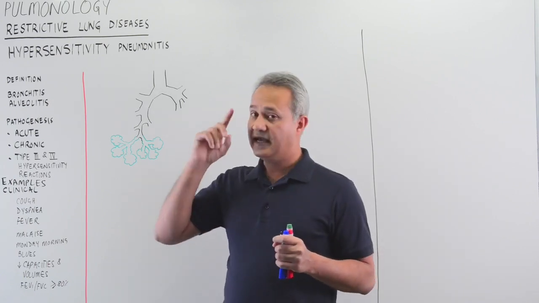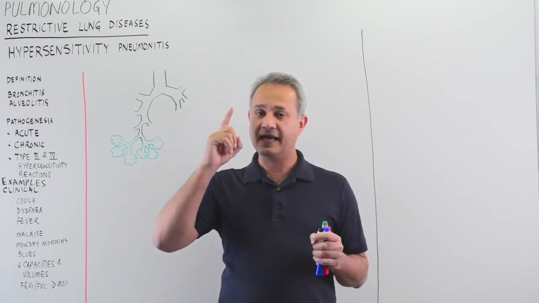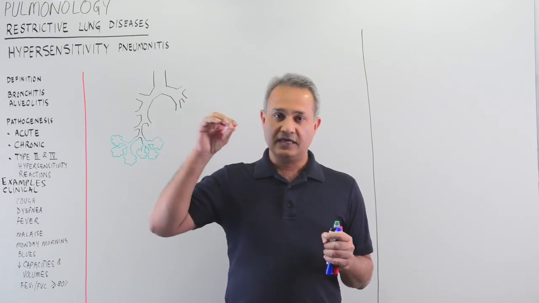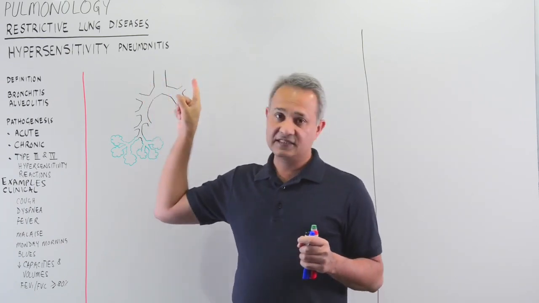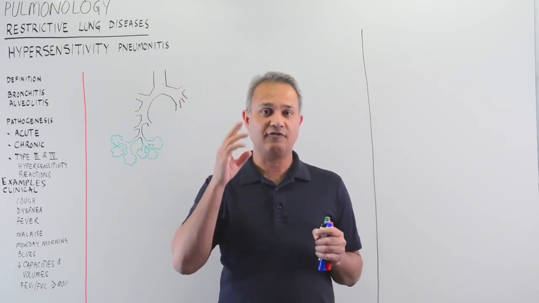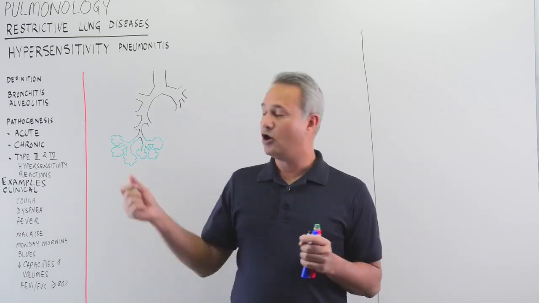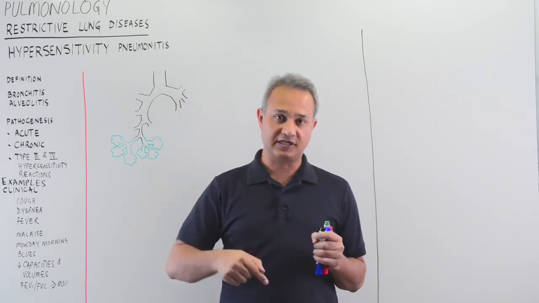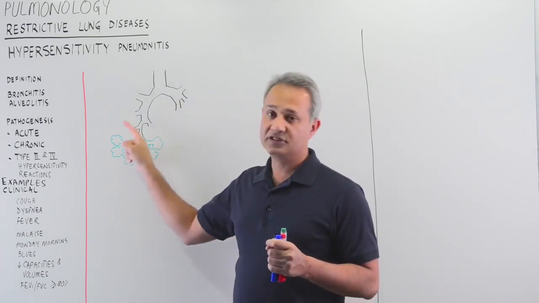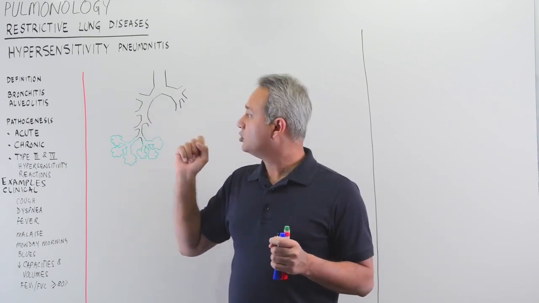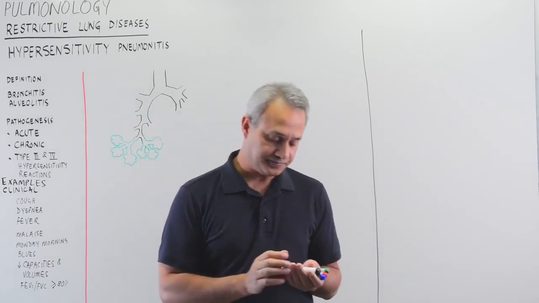Okay, so remember this: asthma is a type 1 allergy and obstructive. Alveolitis, this one, hypersensitivity, is a mixture of type 3 and 4 allergies of the respiratory zone, and it is a restrictive disease because of the fibrosis in the respiratory areas. So with that, let's start pathogenesis.